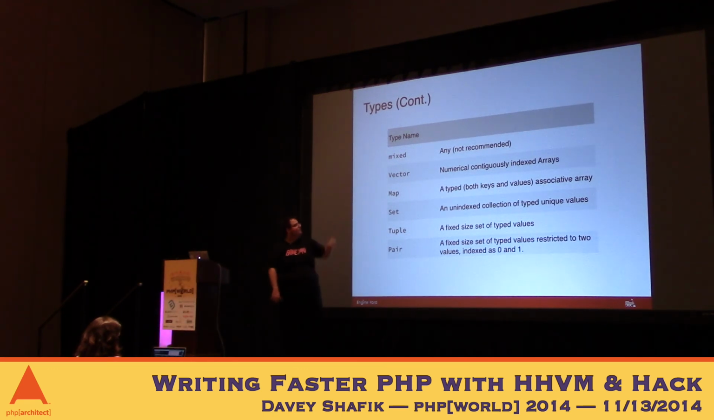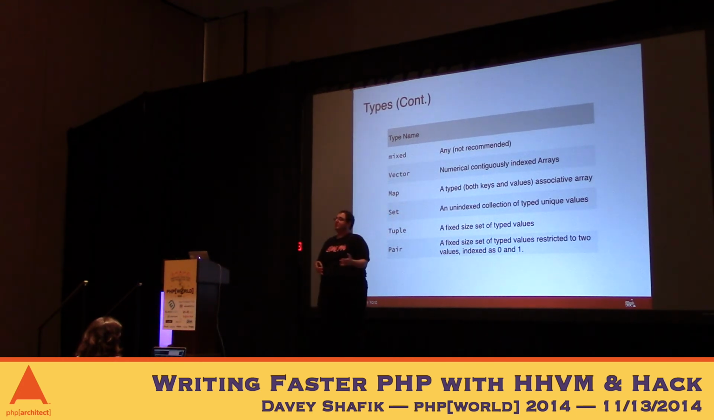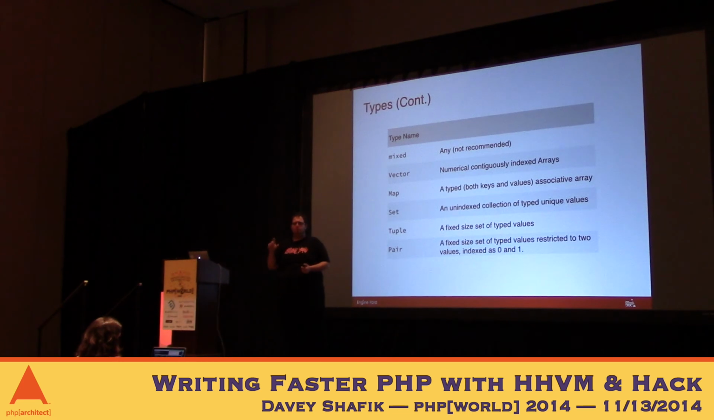Vectors are numerically contiguously indexed. So basically it's 0 all the way through. You cannot skip a number, okay? And they always have to be numbers. Maps are typed, but you can use both integers and strings as your keys. Sets are completely unindexed. There's no keys, but they all have to be unique. I actually don't know what you would do with that.